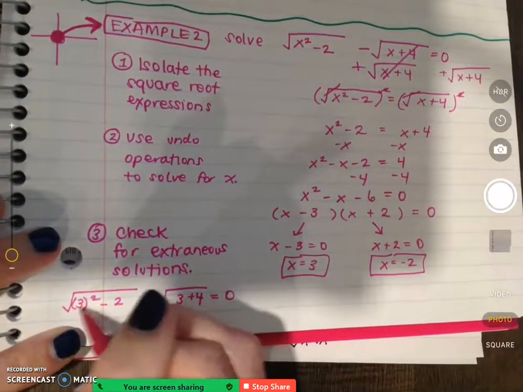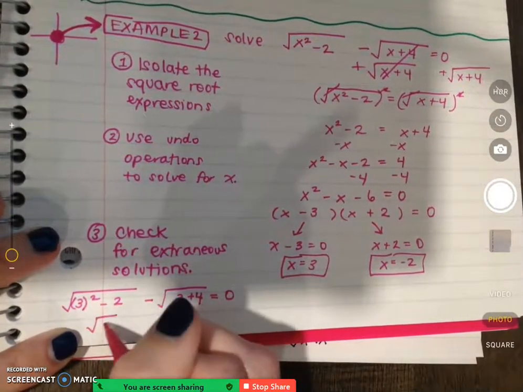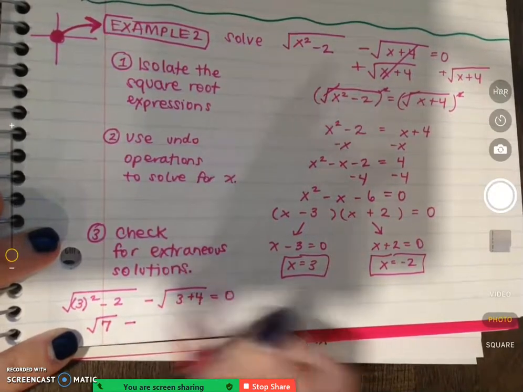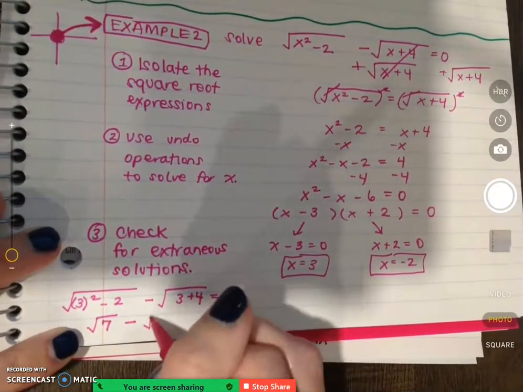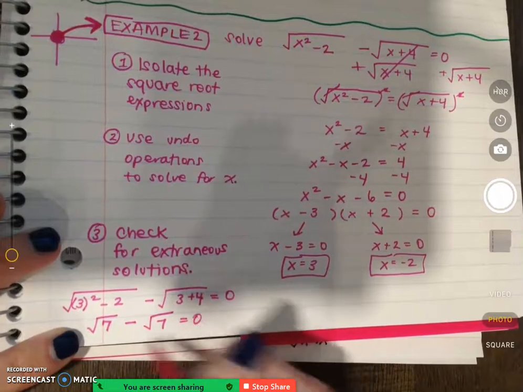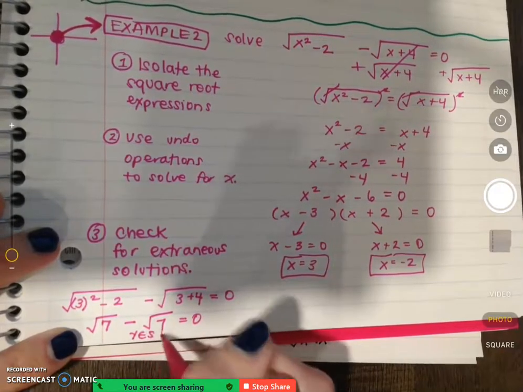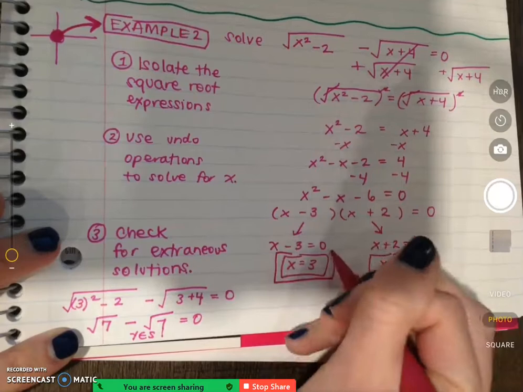So we'd have 9 minus 2 is the square root of 7, minus 3 plus 4 is the square root of 7. Does that equal 0? Yes. So x equals 3 is a solution.